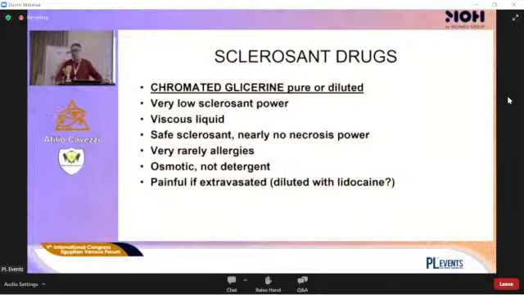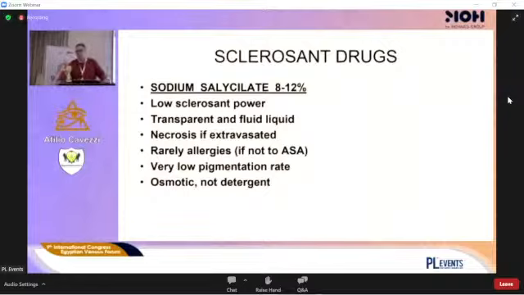Another possible drug is chromated glycerin, which is mostly used diluted with water or with mepivacaine because it is quite viscous, and it is very safe because it's very weak. So you should use it, let's say, for little telangiectasias and so on, but it is painful when it is extravasated. And then sodium salicylate, which is so old and so good, let's say.